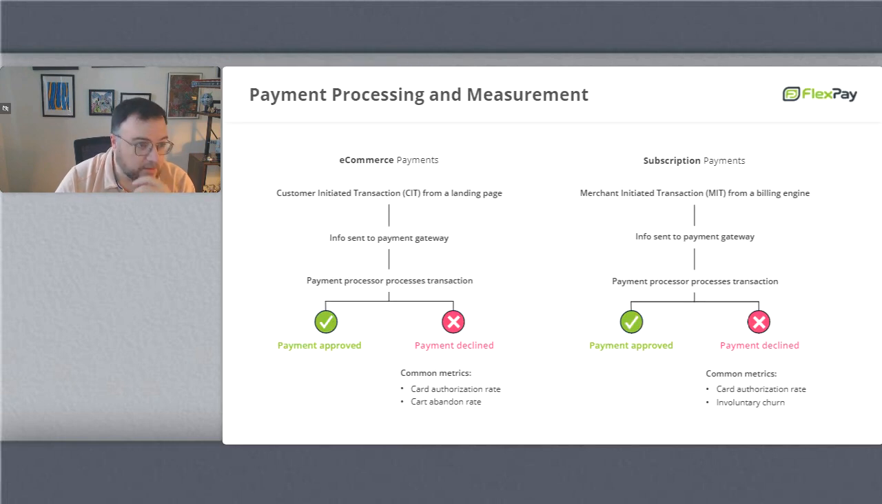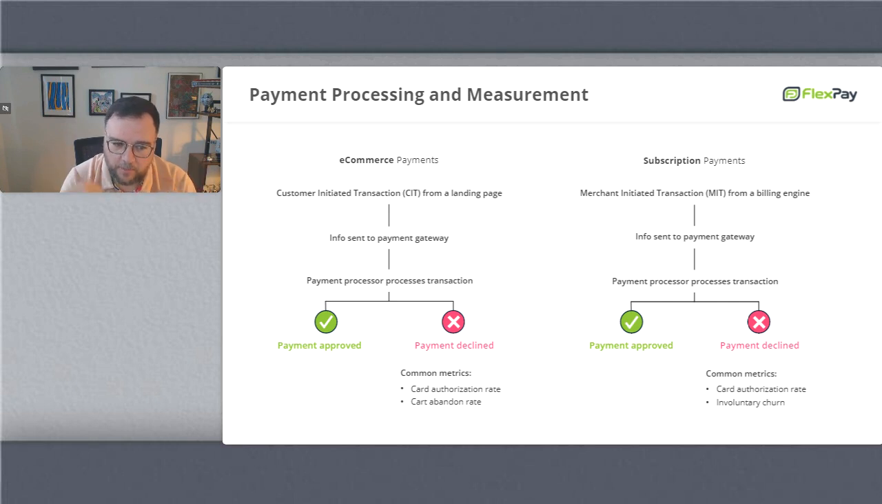So, starting off today, I'm sure you're all aware of this, but I'll just touch on it quickly. In the payment processing world, you have a very basic workflow where a transaction is initiated by a system. In an e-commerce world, this is usually from your landing page, where your customer is initiating a transaction and attempting to check out from their cart. In the subscription world, this is usually a merchant-initiated transaction that's driven by a billing engine.